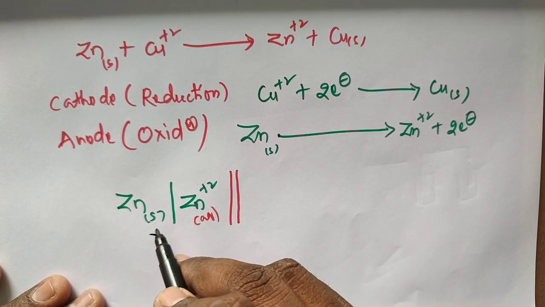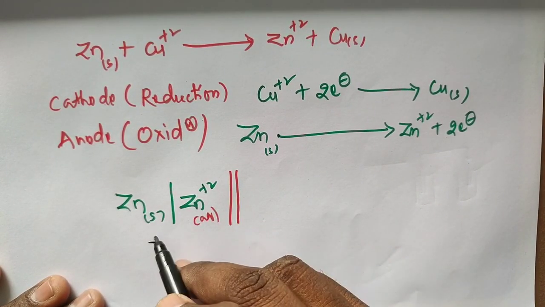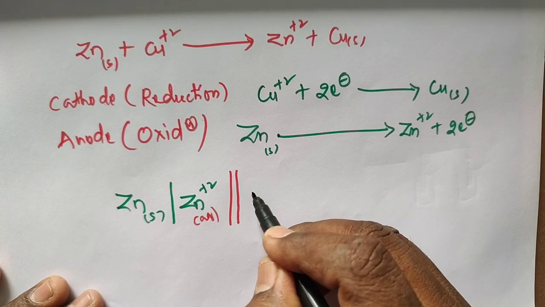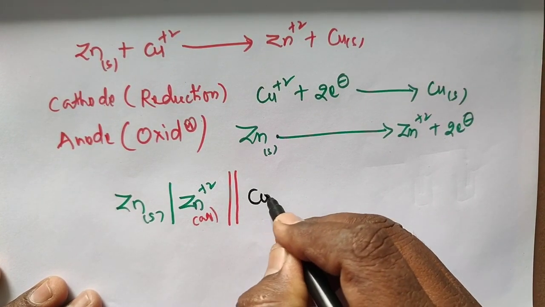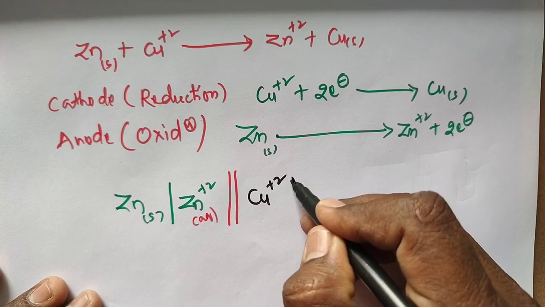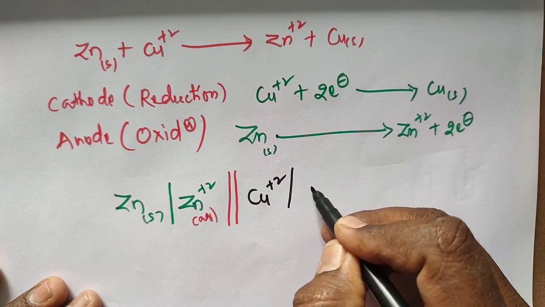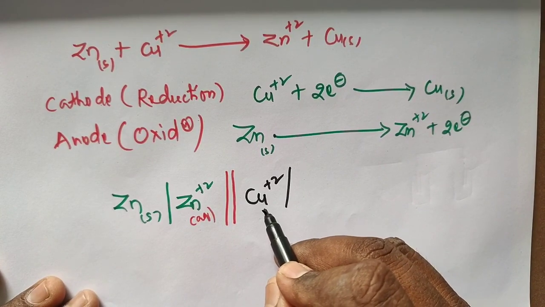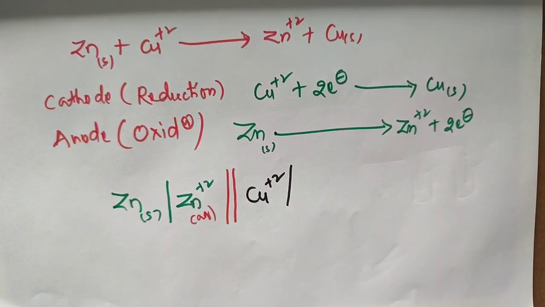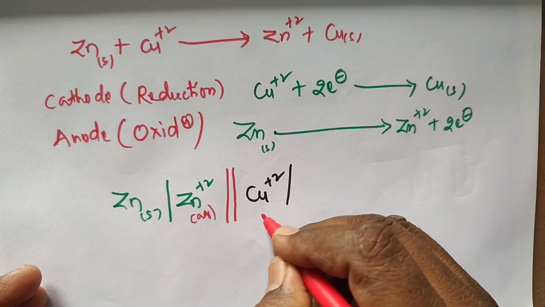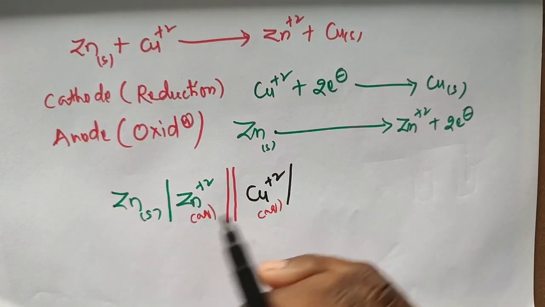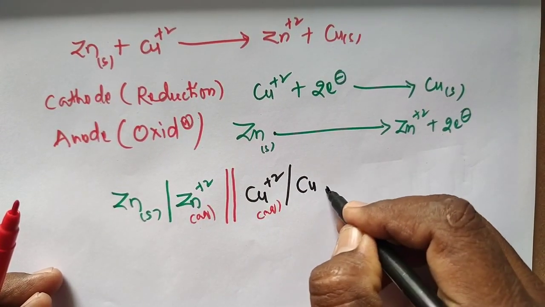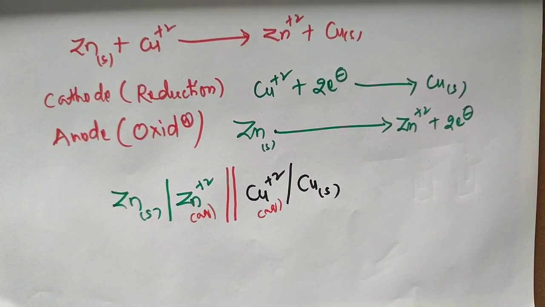This is the anode, and next we take the cathode. The cathode is Cu plus 2, and the electrolyte is Cu plus 2 in aqueous condition, and the electrode is Cu solid. So this is a galvanic cell representation.